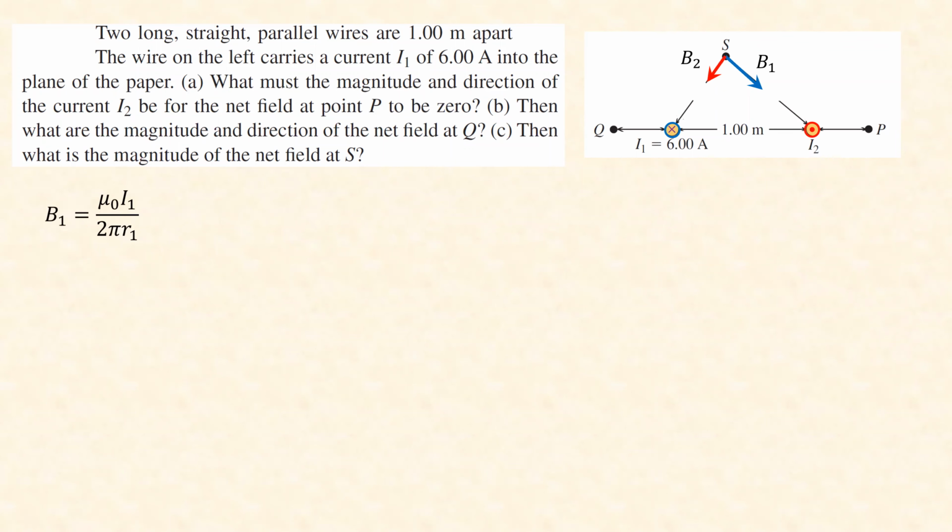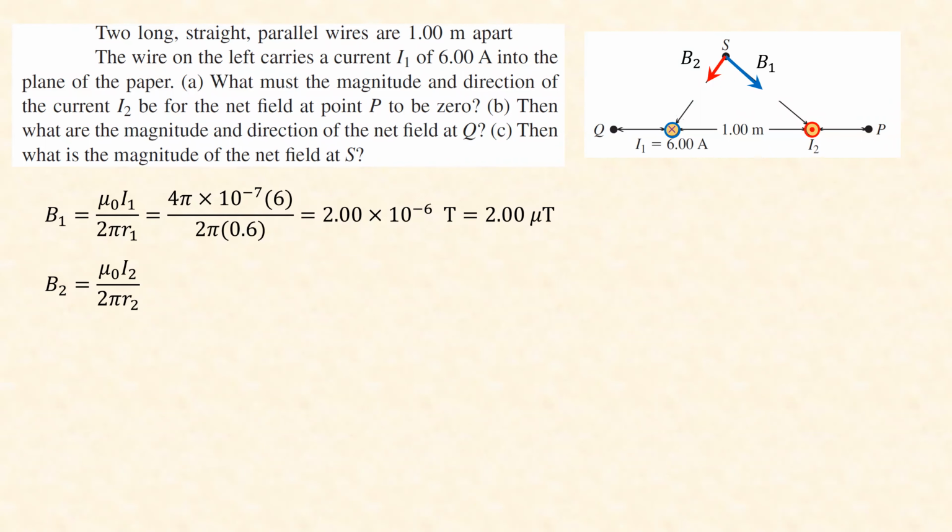This is just a coincidence. We can calculate the magnitude of B1: mu naught I1 over 2 pi R1. Putting in the numbers, mu naught is 4 pi times 10 to the negative 7, I1 is 6, over 2 pi times 0.6, the distance to I1. The 6 and 6 cancel, giving 10 to the negative 6, and 4 pi over 2 pi gives 2. So 2 times 10 to the negative 6 Tesla, or 2 microtesla.